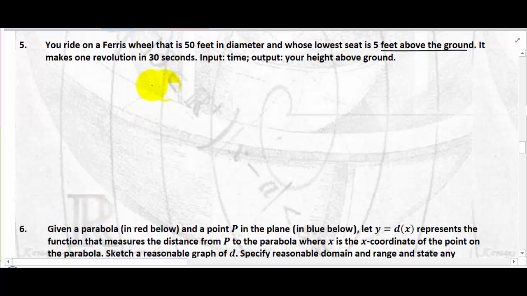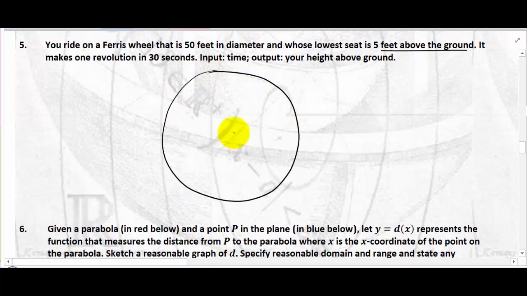So let me draw my wheel first. Here is my Ferris wheel, 5 feet above the ground. Suppose this is the ground right here, okay? So 5 feet above the ground. Therefore, this right here is 5 feet. And the diameter is 50 feet. So of course it's not, maybe it would be up to scale. This is 25 feet. Diameter is 50, so the radius is 25 feet.